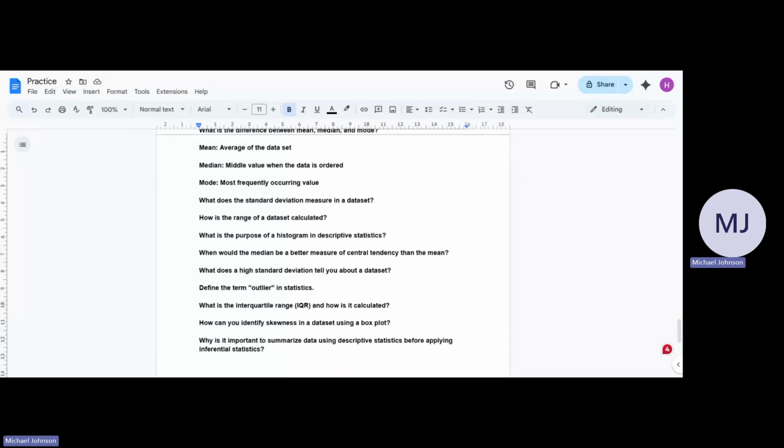What does the standard deviation measure in this data set? It measures the amount of variation or dispersion from the mean.